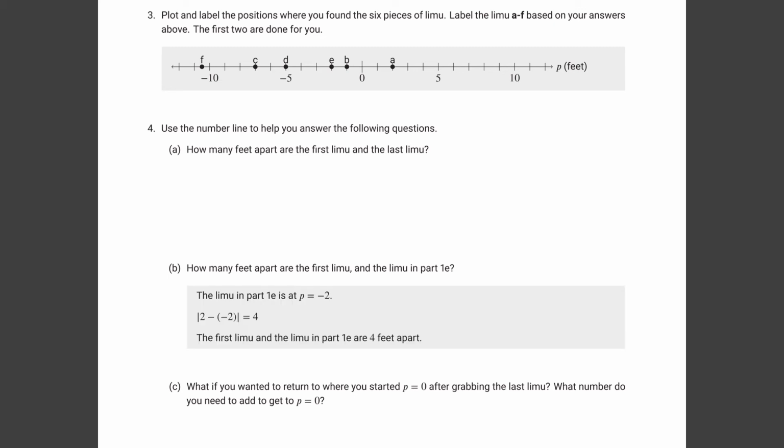From the number line, you can see that the limu in part 1e is 4 spaces away from the limu in part 1a, and each separation represents 1 feet. So these two limu are 4 feet apart. We can even find this distance by taking the absolute value of the difference.